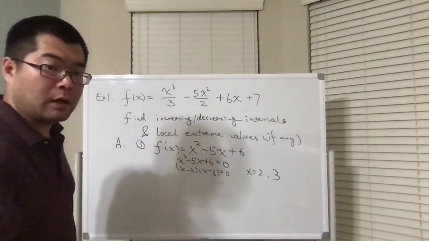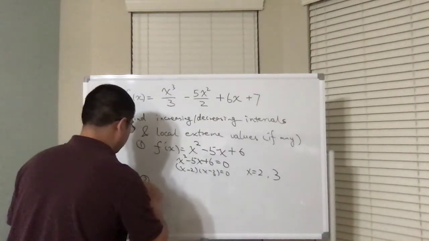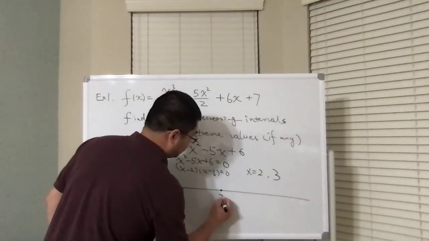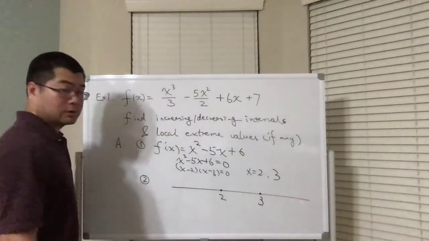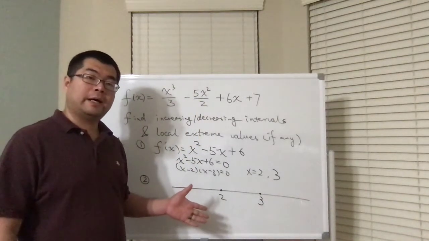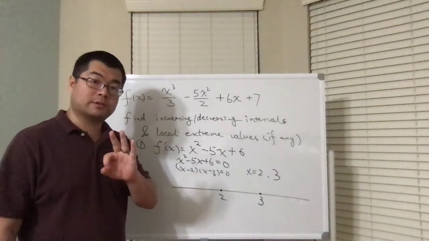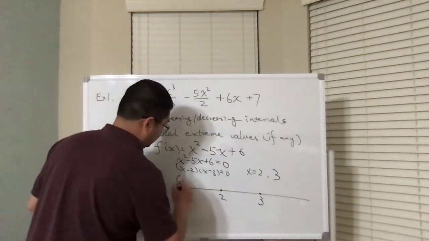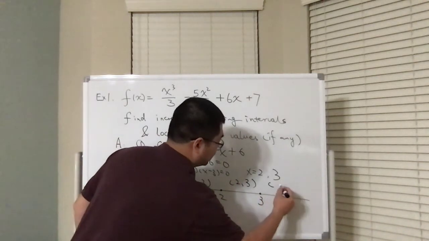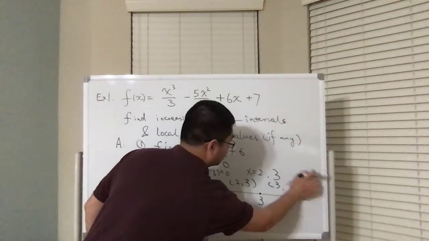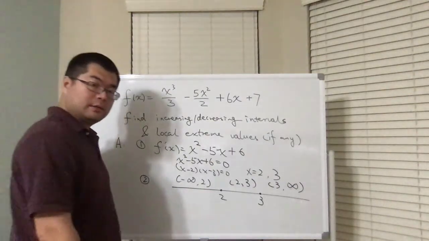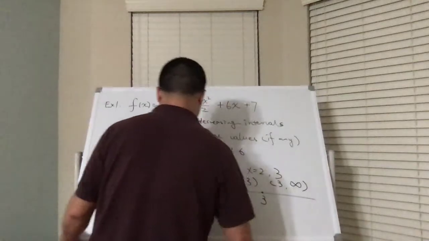Step 2, what I'll do, this is what I usually like to do, is draw a real line and label the critical points. As you can see, those two critical points partition my domain into 3 pieces, right? The first part is from negative infinity to 2. The second part is from 2 to 3. And the third part is from 3 to positive infinity.